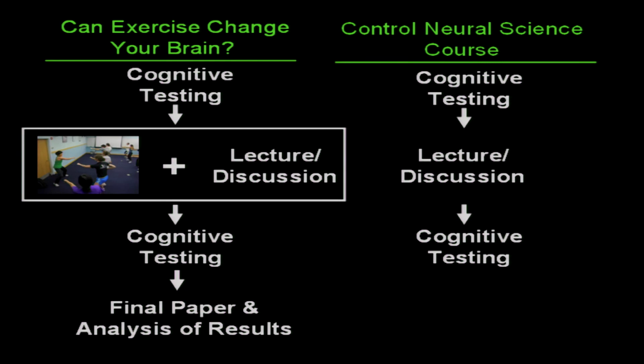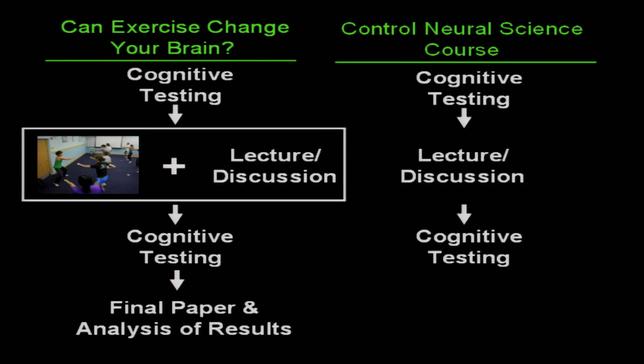We found that my class, but not this control class, actually improved on one test of hippocampal function. It was a memory encoding task. That meant that my class can encode new memories better and faster than the control class. This was pretty striking because there were only 17 students in my class. It was only once a week. Yet we found a significant difference.